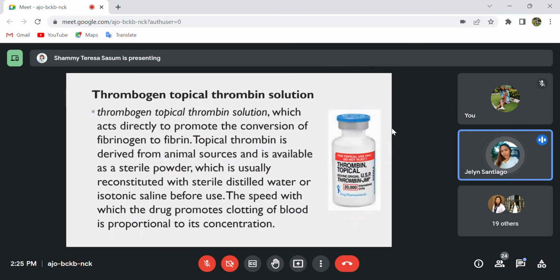Thrombogen topical thrombin solution acts directly to promote the conversion of fibrinogen to fibrin. Topical thrombin is derived from animal sources and is available as a sterile powder, which is usually reconstituted with sterile distilled water or isotonic saline before use. The speed with which the drug promotes clotting of blood is proportional to its concentration.